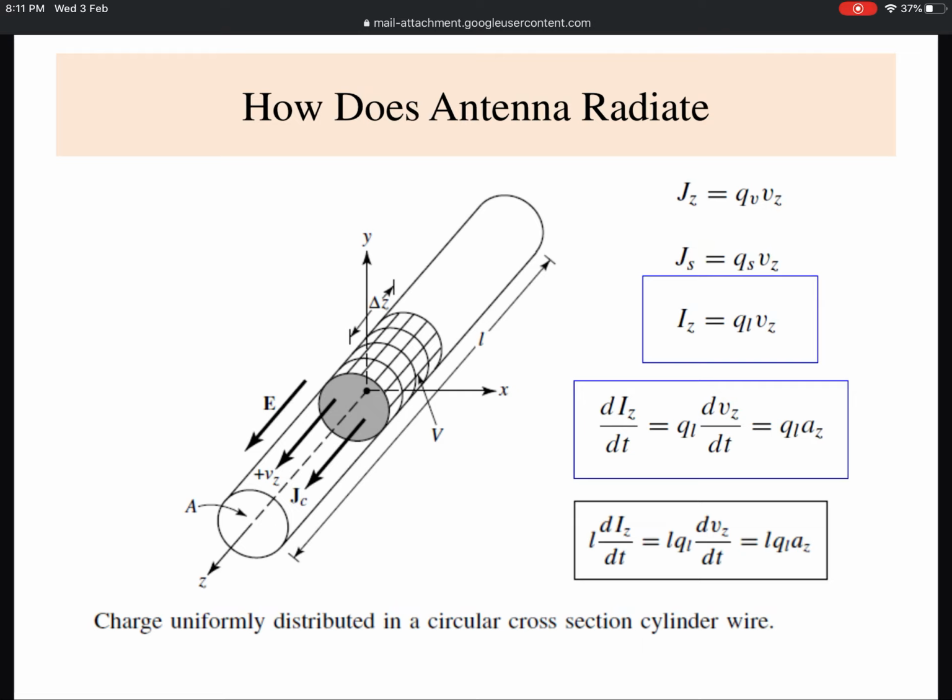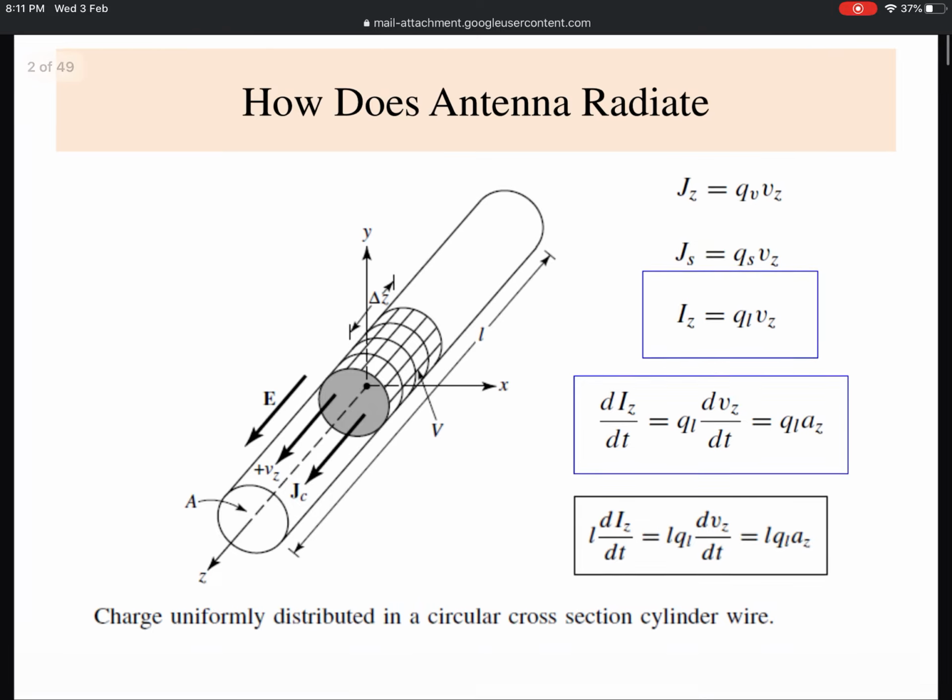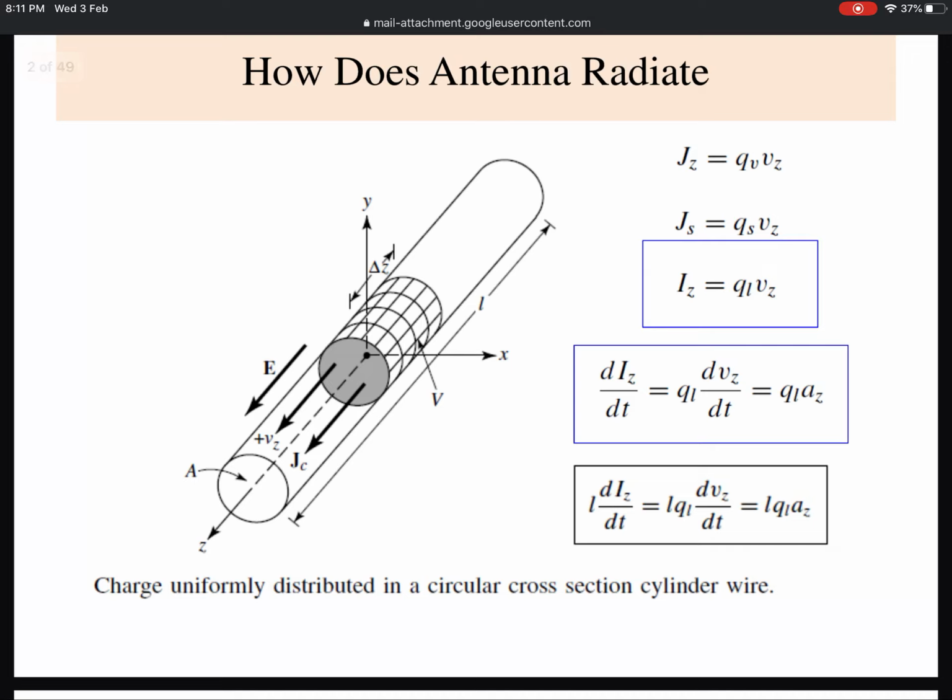So from that we can define the line charge. So the line charge density is QL. So I can write that Iz equals QL Vz. Now in that Iz, I can take the derivative and I get diz/dt equals QL dVz/dt, which is QL az. Now L diz/dt, where L is the total length of the wire, if I multiply it with it, I will get L QL dVz/dt, which is L QL az.